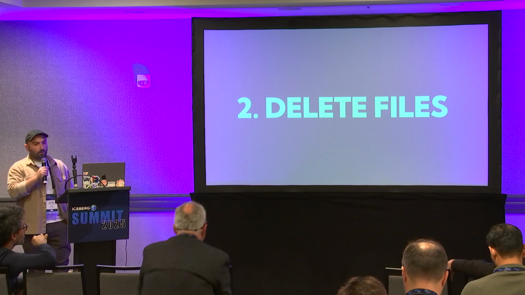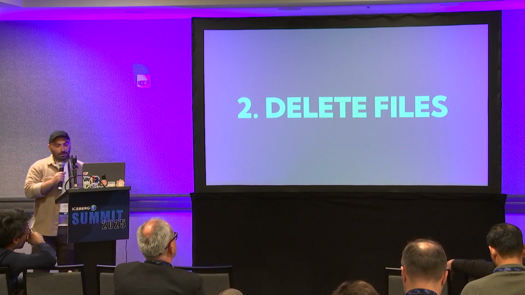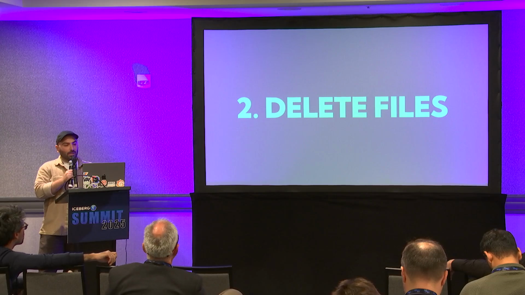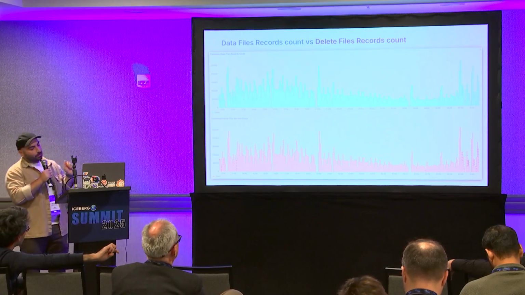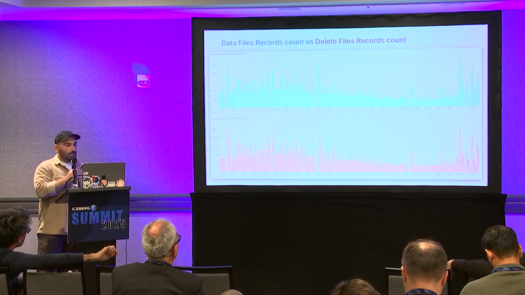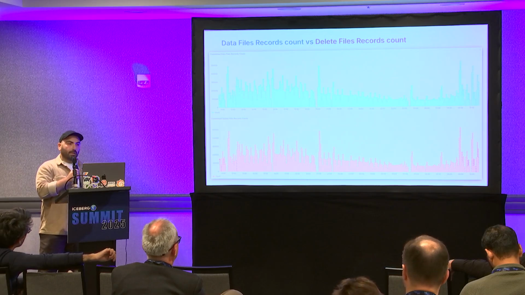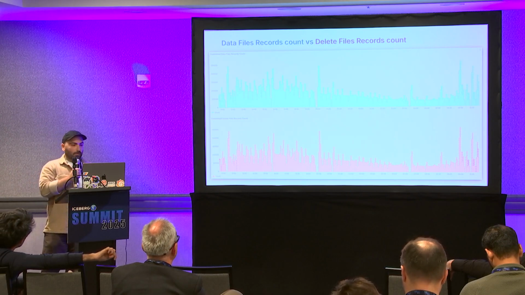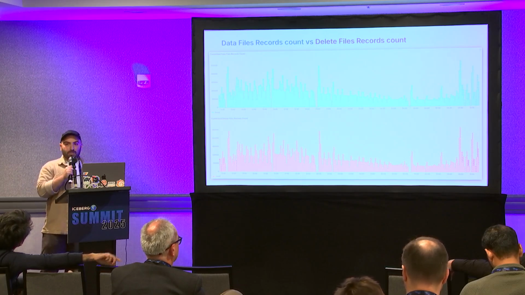Second problem, it was already mentioned a few times, I think: the delete files. And delete files when you do stream ingestion are especially painful. So the upper graph essentially shows the metric for the committed data files records count, and the graph below shows the committed delete files records count. Can you spot the difference?